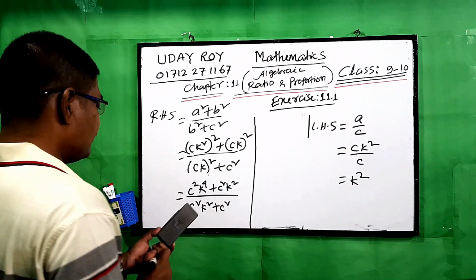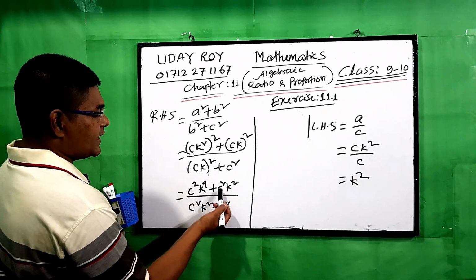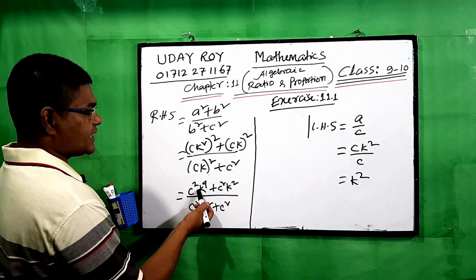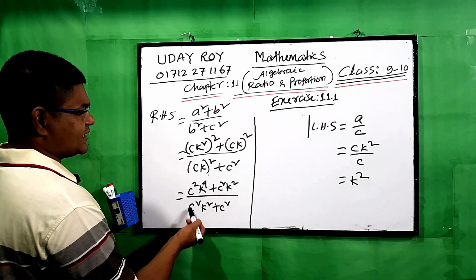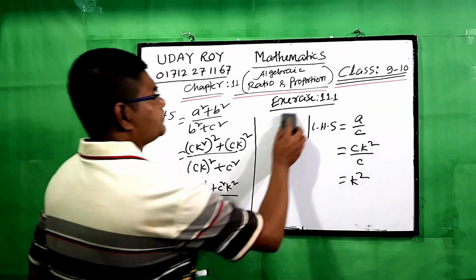Now come back. Here is c square, here is c square, here is k square, here is k to the power 4, here is c square, here is c square. We have to take common.